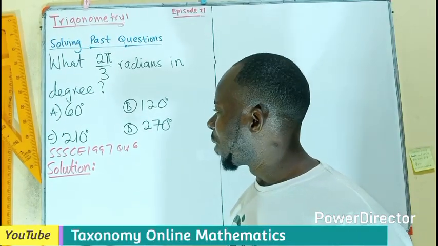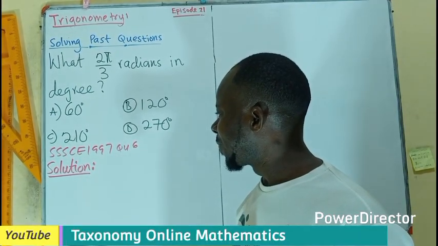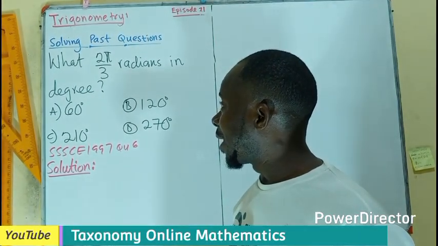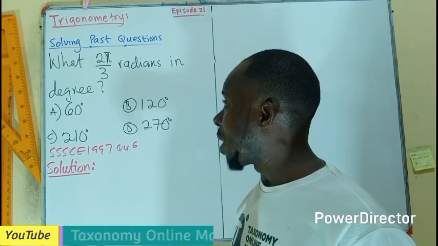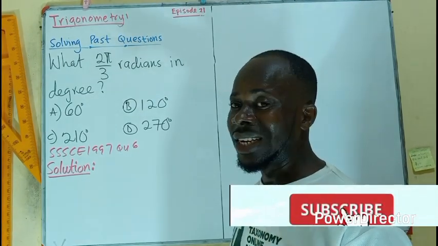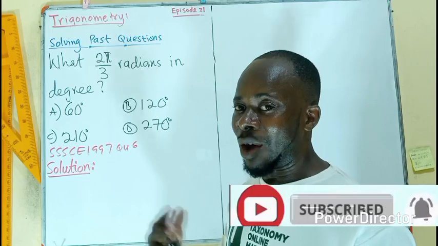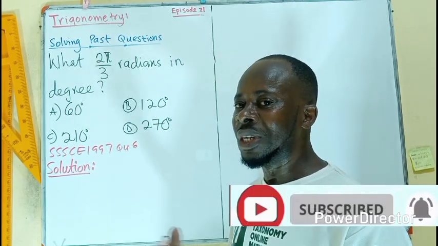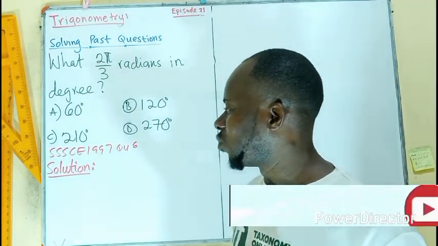Hello, welcome. A quick one on this 1997 question 6. What will be the value of 2 pi on 3 radians in degrees? Remember our episode on how we change from degree to radian and radian to degree.